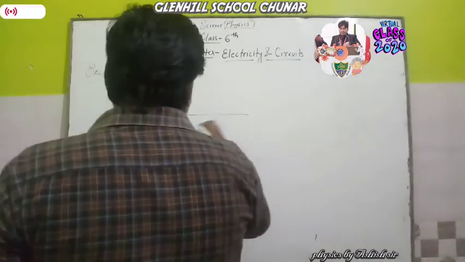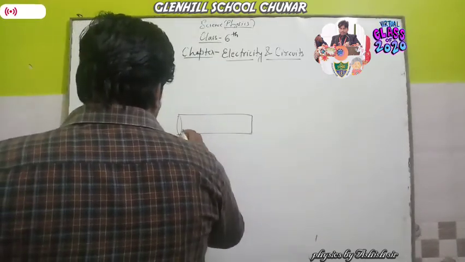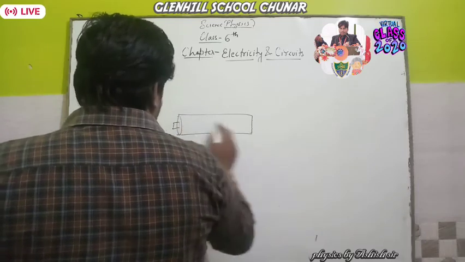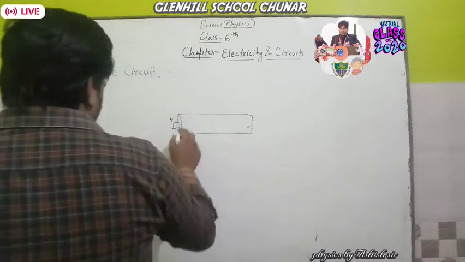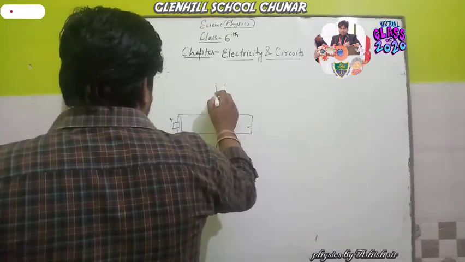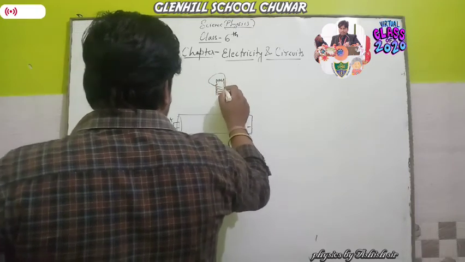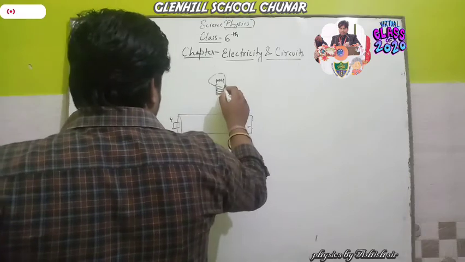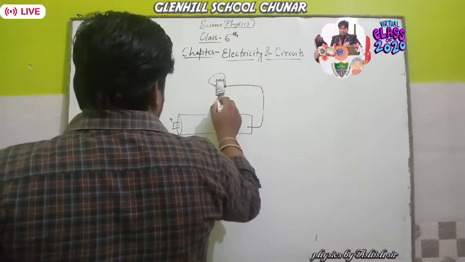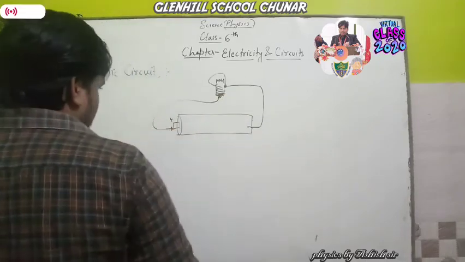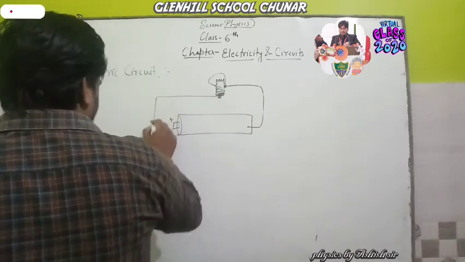Let's see here. Suppose this is the battery. Here is one end, here the second end. This is the negative terminal, this is the positive terminal. And this is the bulb. Then one end of the bulb is connected to one end of the battery, and the other end of the bulb is connected to the other end of the battery. Clear? Now we will make this diagram like this.